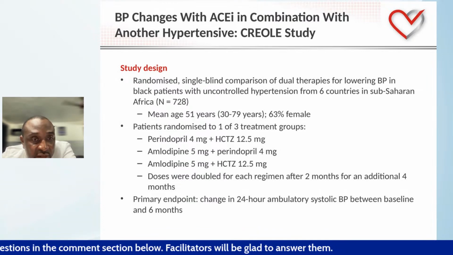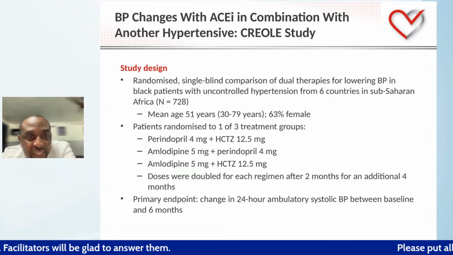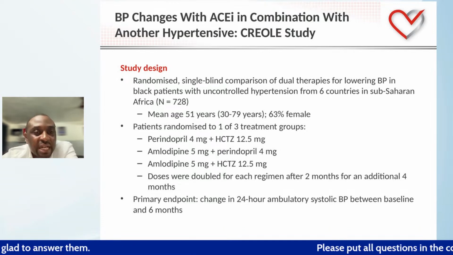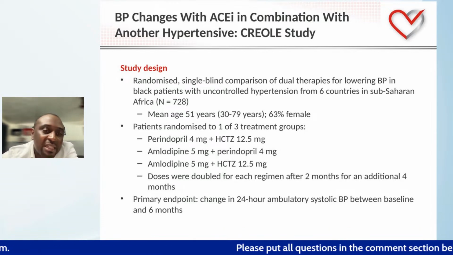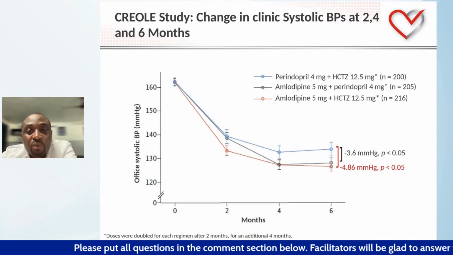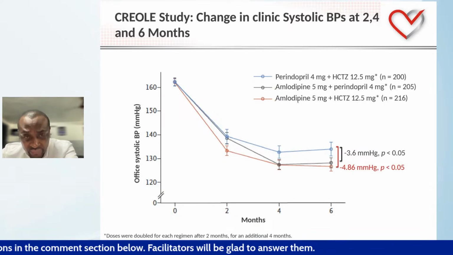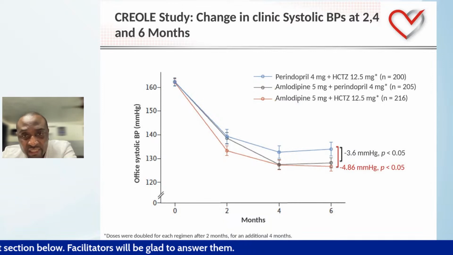So you can tell that for two of the arms, there was amlodipine, one with an ACE inhibitor, one with a diuretic, and the third one was just ACE inhibitor with a diuretic. Blood pressure was checked at baseline, and then we followed up 2 months, 4 months, and 6 months later.